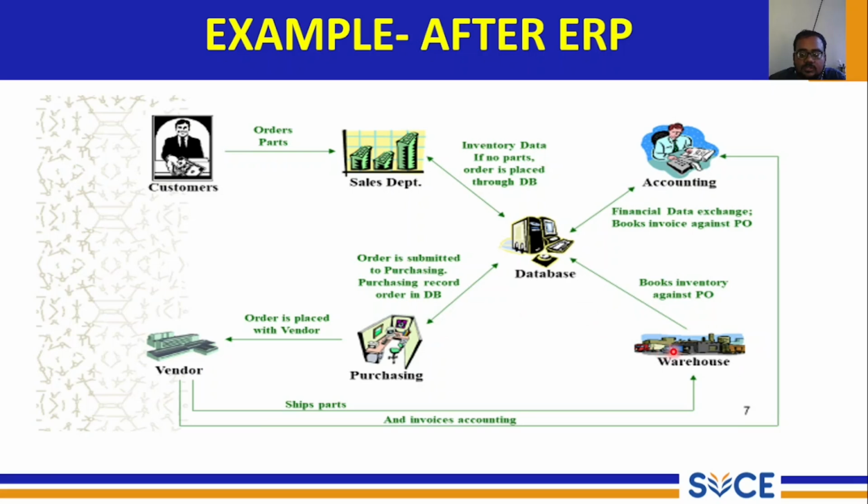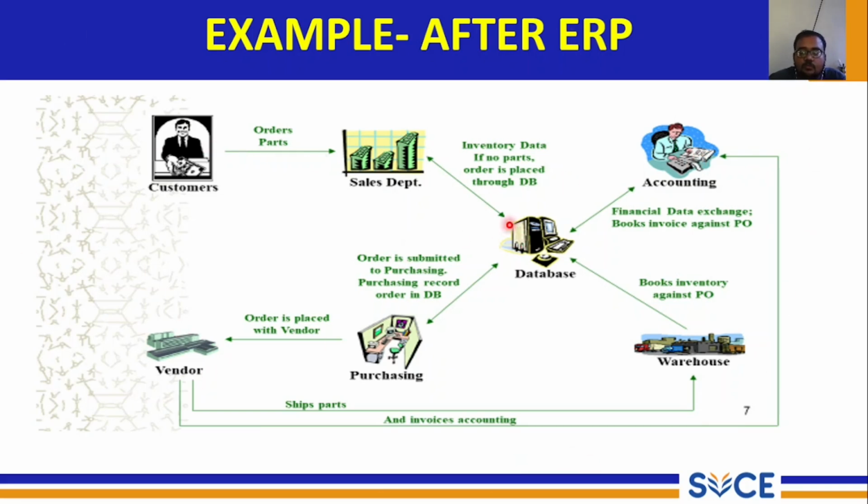Once the customer's order is placed, the vendors will just ship the parts to the warehouses, and the invoices will be directly sent to the accounting department. Rather than moving from the vendors to the database and then being sent to the accounting, you could see that the vendors will directly send the invoices to the accounting department. So you could see that there is an organized flow of information over here.